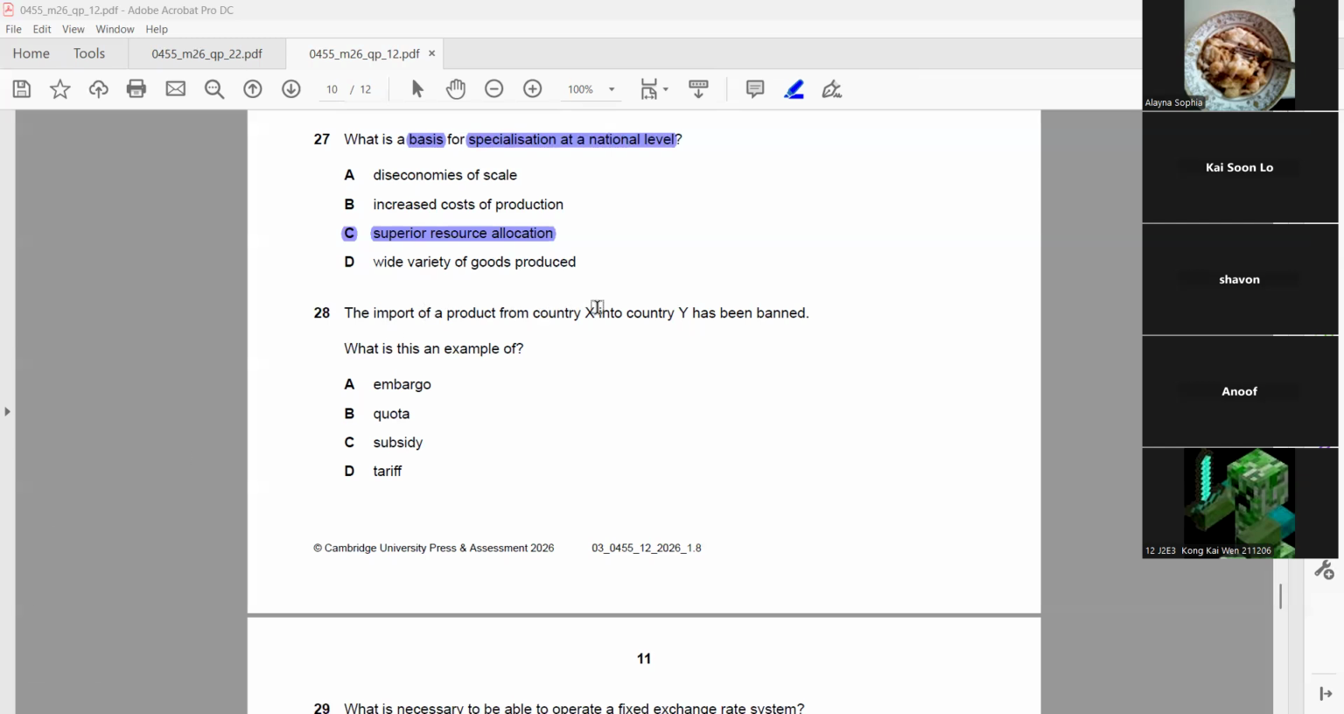The import of a product from country X to country Y has been banned. What is this an example of? Total ban. Embargo. Embargo, A.